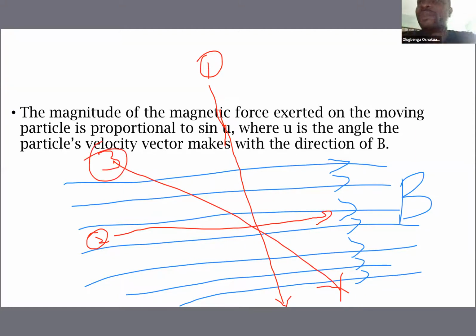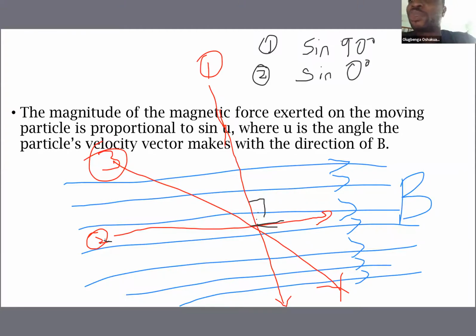If you look at number 1, it is forming an angle, let's say 90 degrees, with the magnetic field. So we can say for 1, sine 90. The second one, number 2, is in the same direction as the magnetic field. The angle between line number 2 and B is 0, so we can say sine 0 degrees. And the third one is forming an angle between 0 and 90. Let's just approximate it to say sine 45 degrees.